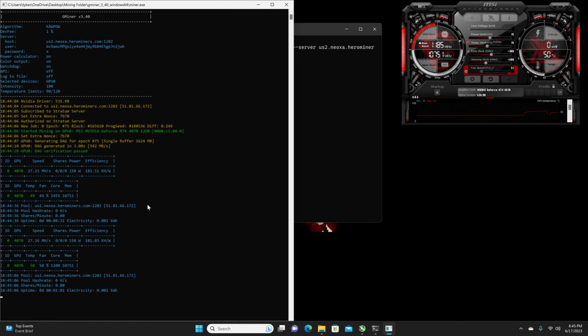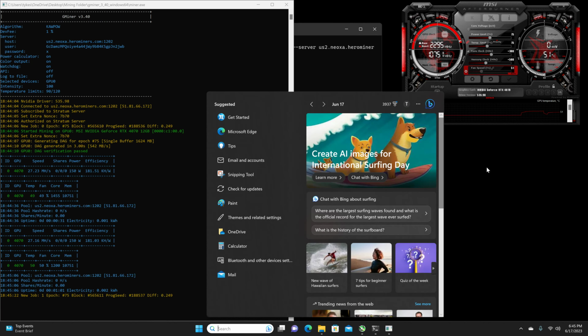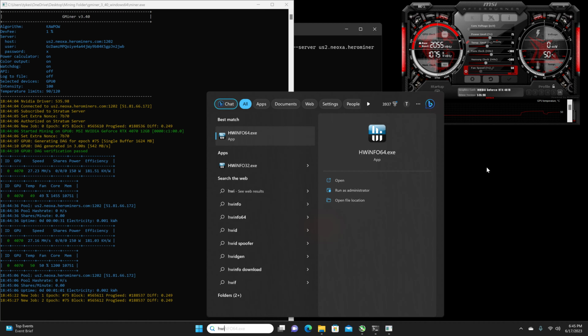Obviously you're not going to see the full hash rate. The full hash rate should be down in the description down below. I will have a screenshot of it. Obviously, this was tested for an hour and it ran smooth, so it ran stable. But let us take a look at the thermals again.